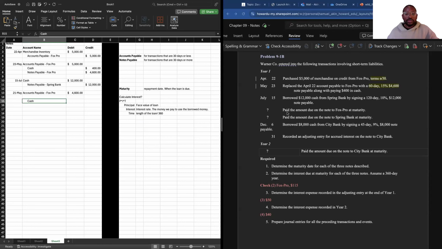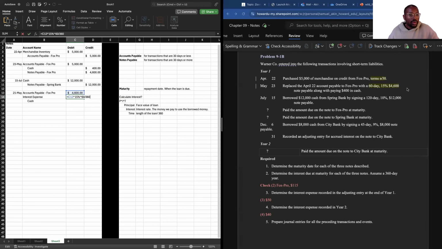So here in this case on the 21st, which we already discovered for Fox Pro, we're paying at maturity. We're not just paying the principal, my friends, we're also paying interest. So we want to debit interest expense. How do we calculate interest expense? PIT: principal, interest, time. So we know that the principal is 4,600. We know that the interest, according to the problem, is 15%. And the time is going to be 60 days, so 60 divided by 360.